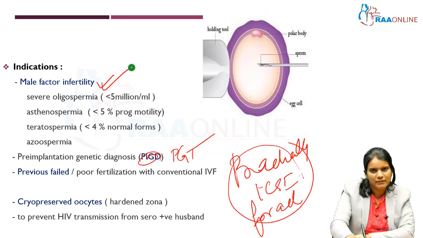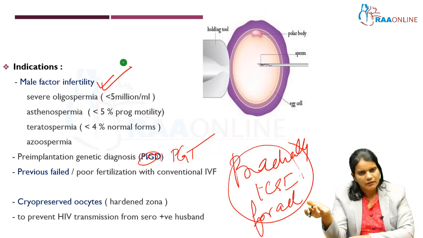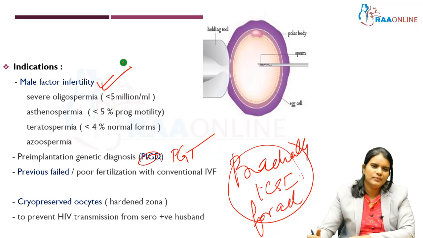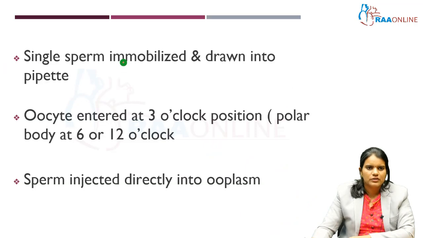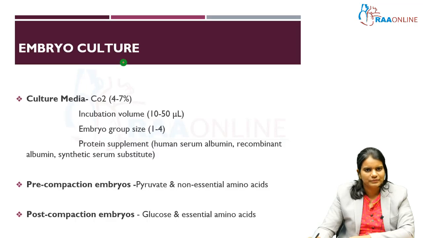If there is strong male factor infertility, if the sperms are abnormal, they cannot fertilize the eggs by themselves. One of these factors, or the PGT embryo, or poor fertilization, or cryopreserved oocytes, then you can use an ICSI procedure. Okay, so a single sperm is immobilized and drawn into the pipette. The oocyte is entered at 3 o'clock position. Okay, and the polar body is kept at 6 o'clock or 12 o'clock position, and the sperm is directly inserted into the ooplasm.